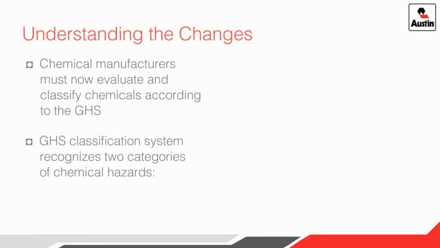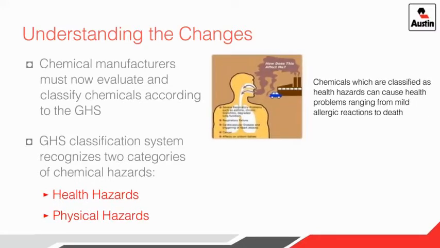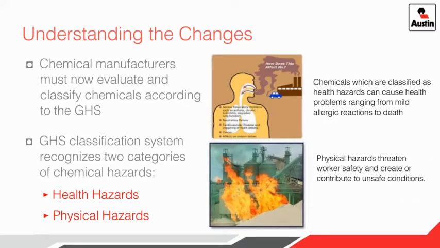The GHS classification system recognizes two categories of chemical hazards: health hazards and physical hazards. Chemicals which are classified as health hazards can cause health problems ranging from mild allergic reactions to death. Physical hazards threaten worker safety and create or contribute to unsafe conditions, for example, fires, explosions, and chemical reactions.